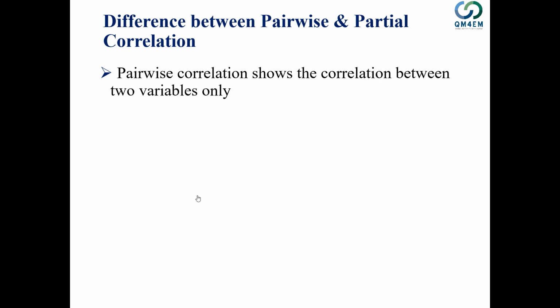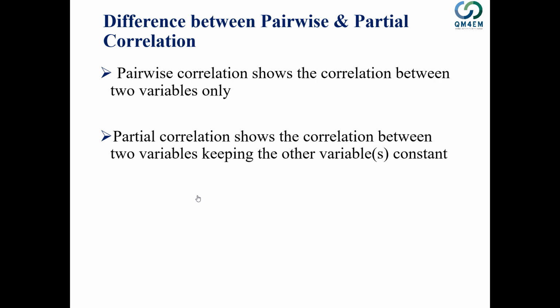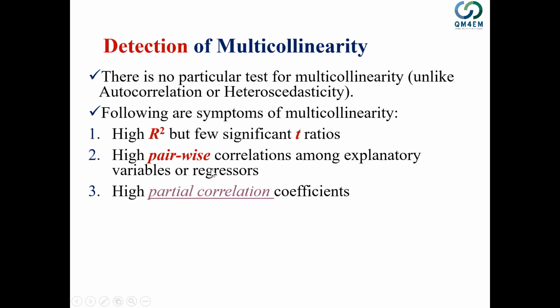When we talk about partial correlation coefficient, it refers to a specific case when you have more than two variables. Let's say you have three variables, x, y, and z. You look into the correlation between x and y keeping z constant. So in partial correlation coefficient, you have correlation among two variables keeping the third one constant. That's the difference. So because of multicollinearity, what happens? You have high pairwise correlation among explanatory variables and you have high partial correlation coefficients. Both the pairwise and the partial correlation coefficients among the explanatory variables are high.